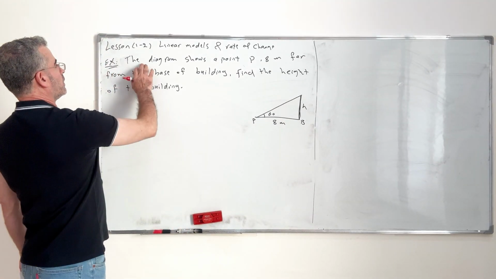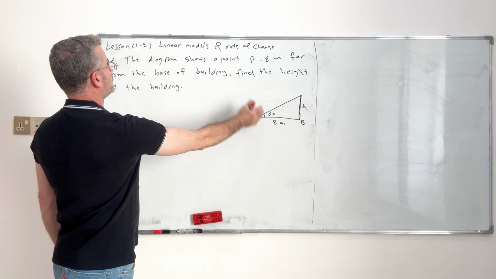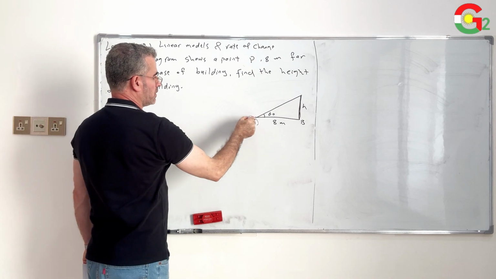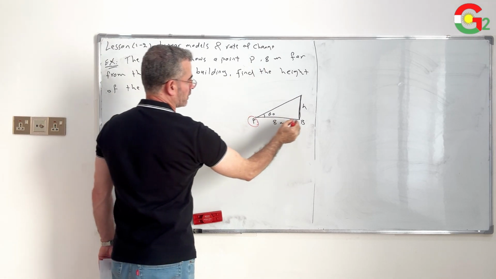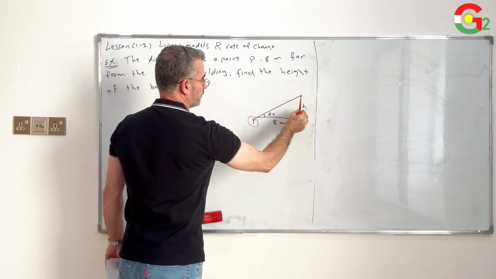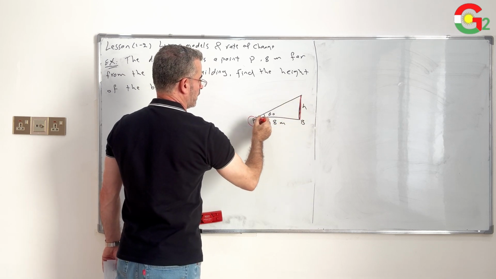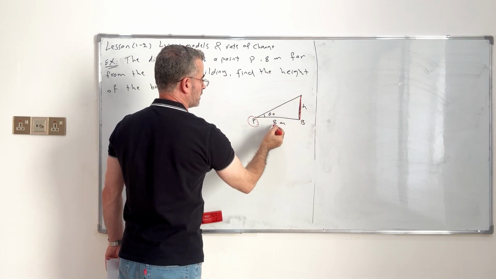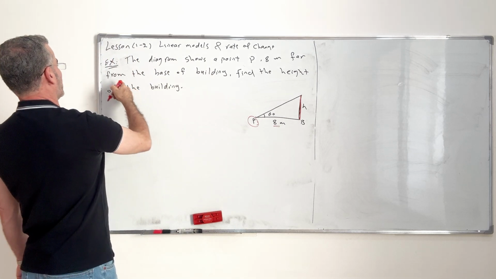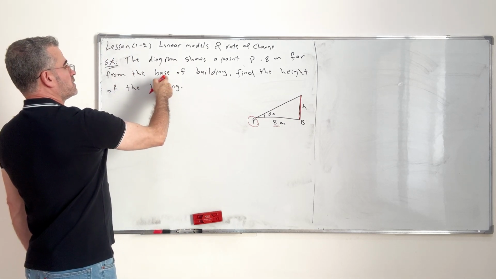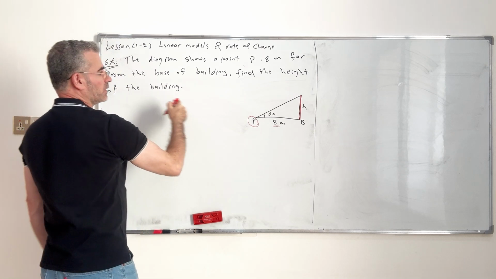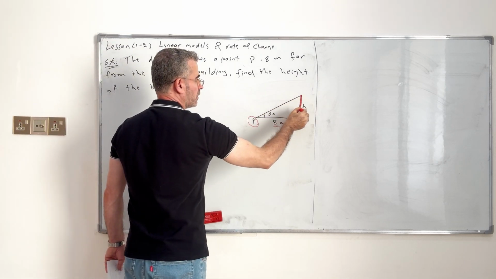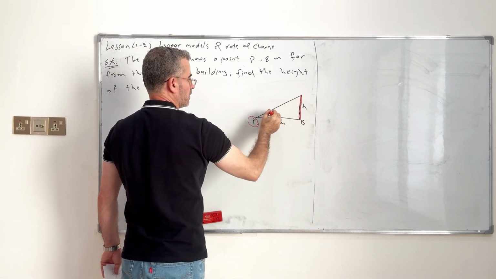Example, this diagram shows a point P, this is point P, 8 meters far from the building. This is the building here. And the distance between P and the building is 8 meters from the base of the building. Find the height of the building. We want to find the height of this building.